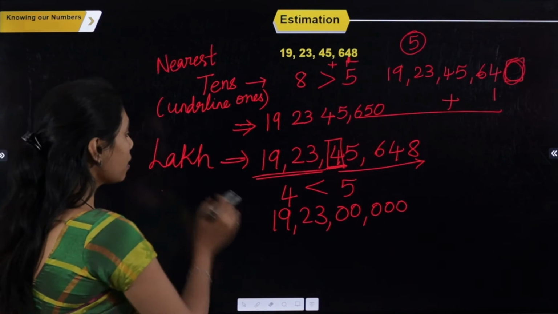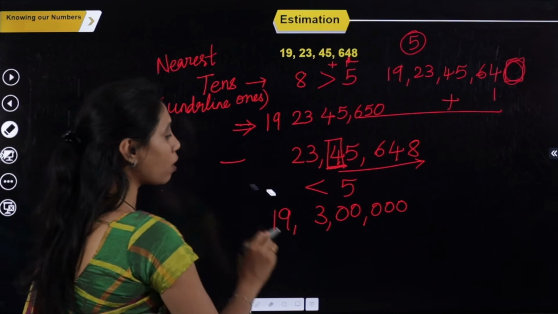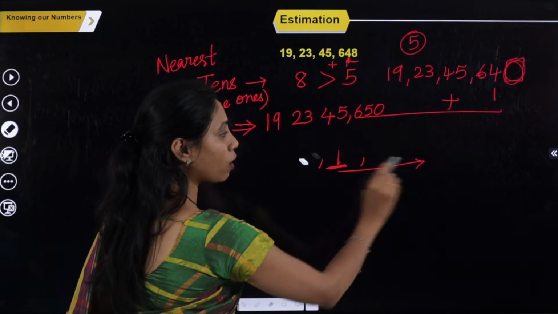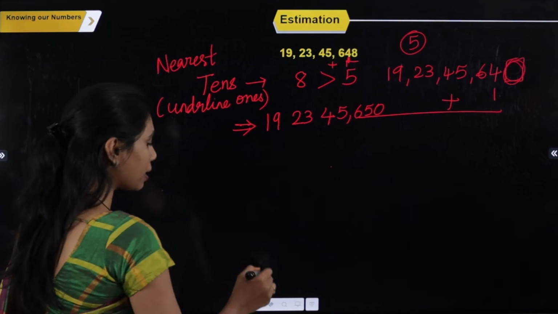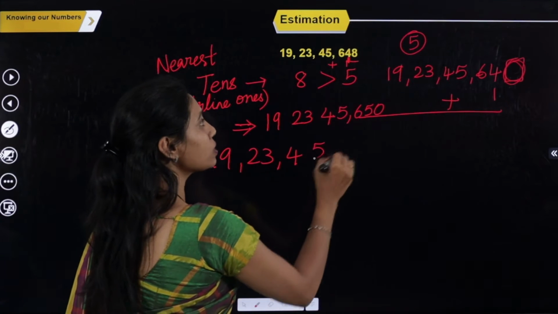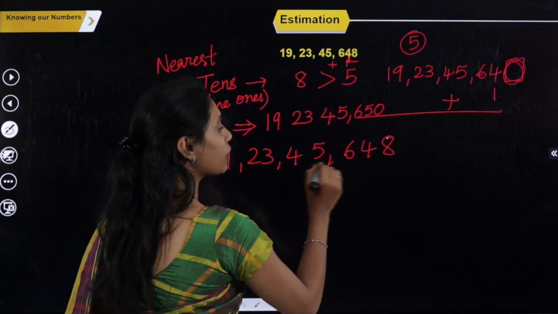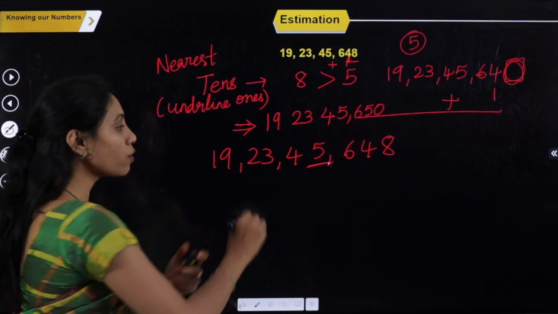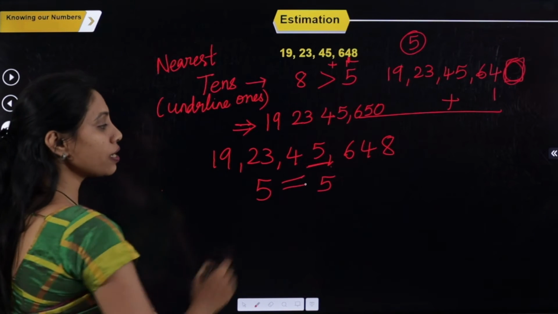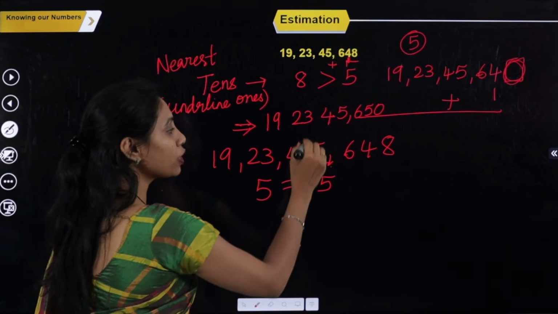Now let us see what happens if we write to the nearest 10,000s. Before 10,000 we get the 1000 place value. So we have to underline the thousands digit in this particular number. What is the 1000 digit? The 1000 digit in the given number is 5. So we are going to compare 5 by 5. What can we say? 5 is equal to 5. So what will we do in this case?